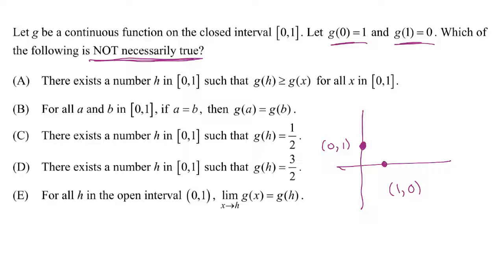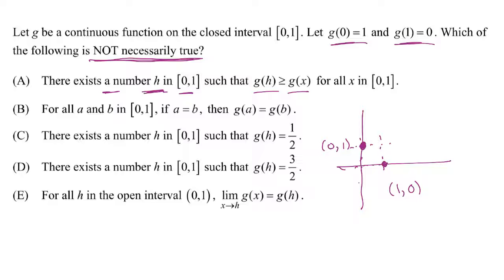Now it's tempting to connect those, but we don't know what the shape of that function is. All we know about is just this little information right inside here. That's all we know. So there exists a number h in 0, 1 such that g at h is bigger than g at x.